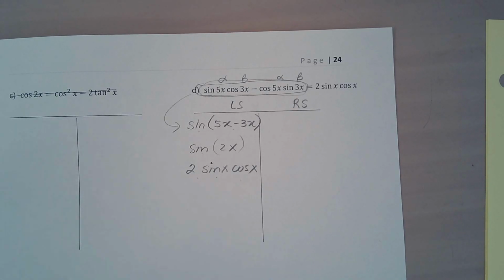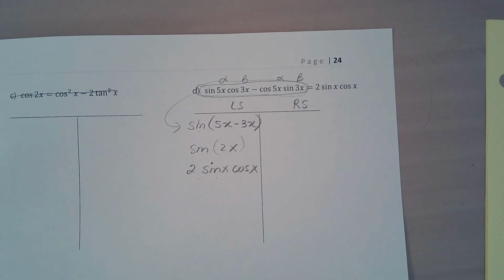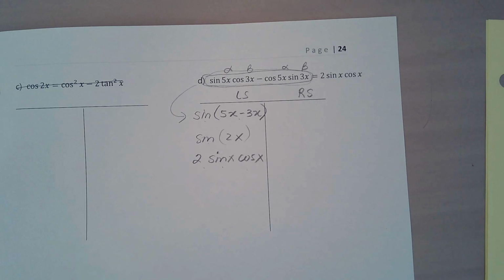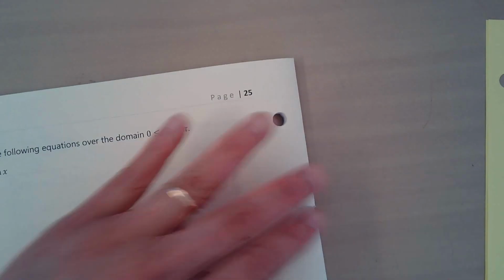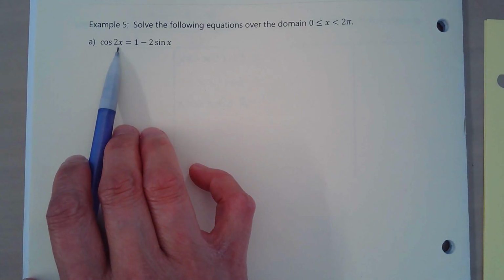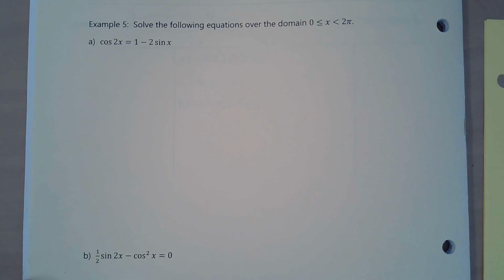For the last bit, example 5, A and B. Okay. So the first part of what we're doing is proving identity, but the other part of this identity topic is using the identity to solve equations. Okay, so that's what it really boils down to. It says here, solve the following equation. Cos 2x equals 1 minus 2 sine of x.